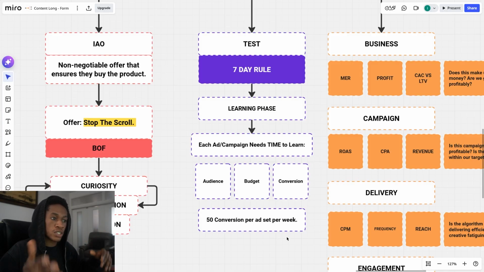I know this is obviously nuanced. Some people say you can get out of the learning phase a lot quicker with a higher budget, or maybe with a better offer, where people convert quicker. Yes, you can. But if you're running ads for the first time, say as a clothing brand or an e-commerce brand, and you don't know what you're doing, it's going to take at least 50 conversions per ad set per week. Now, a conversion would either be a sale or, you can extrapolate this to whatever you need. But once again, we have a 7-day rule.